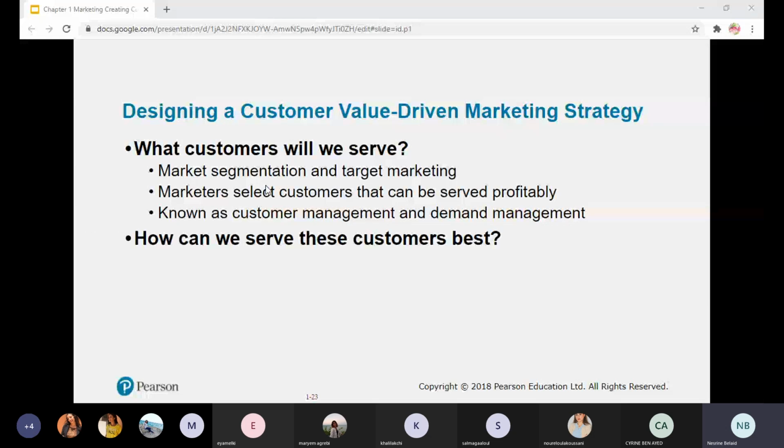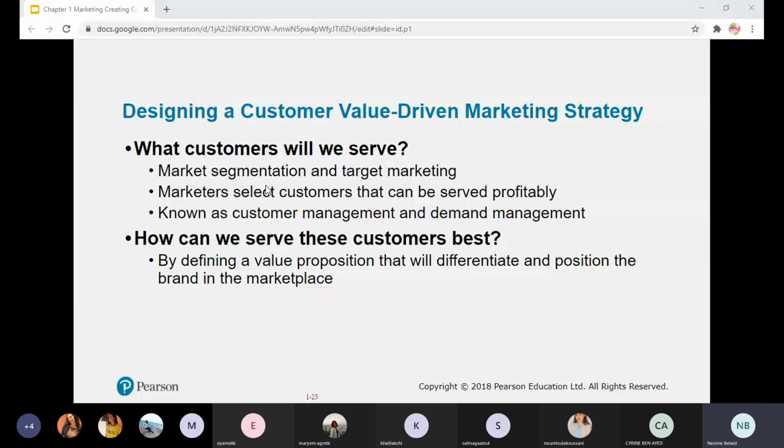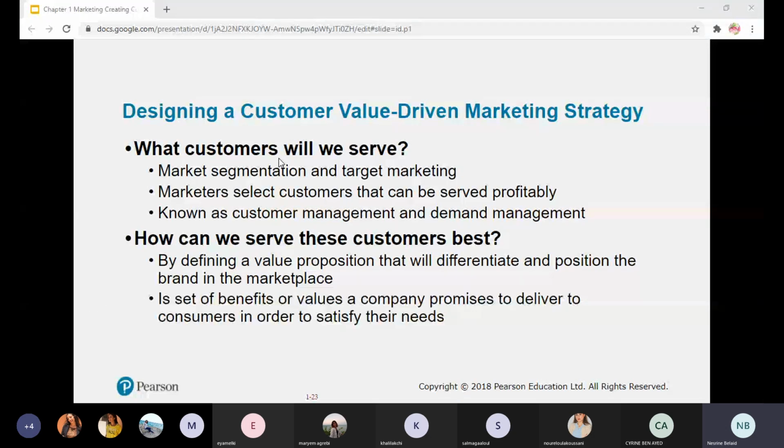So how can we serve these customers best? By defining a value proposition that will differentiate and position the brand in the marketplace. This is a really important concept, the value proposition. We talked about it last week. It's the set of benefits or value a company promises to deliver to customers in order to satisfy their needs. This is what we call the value proposition.